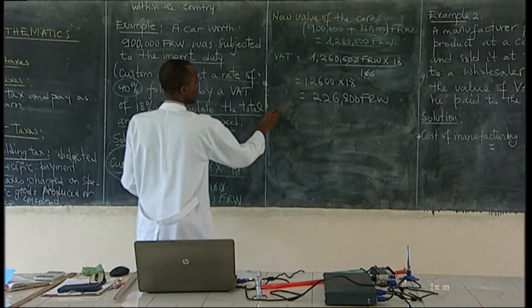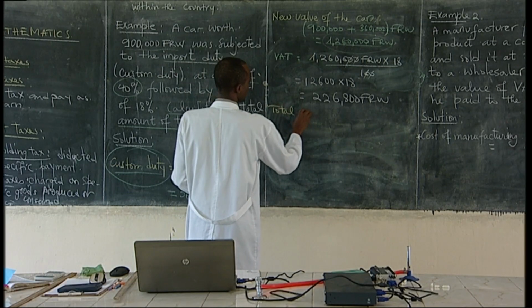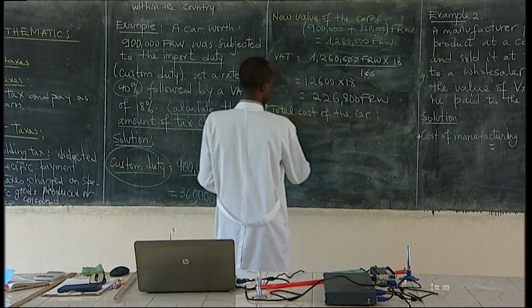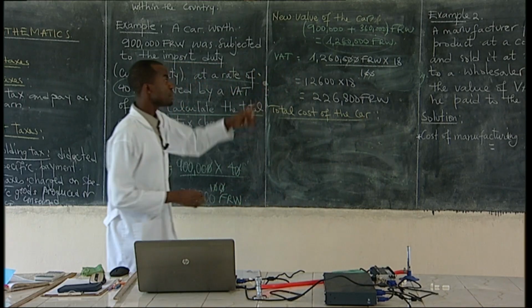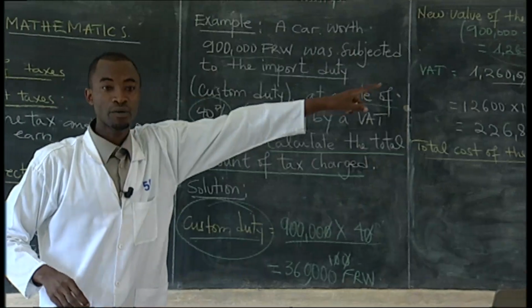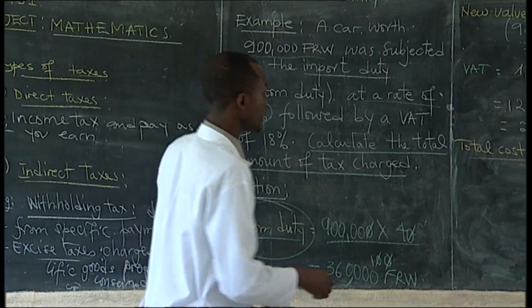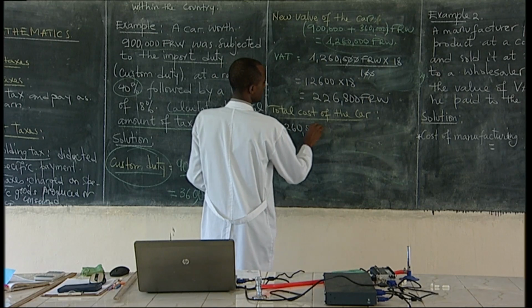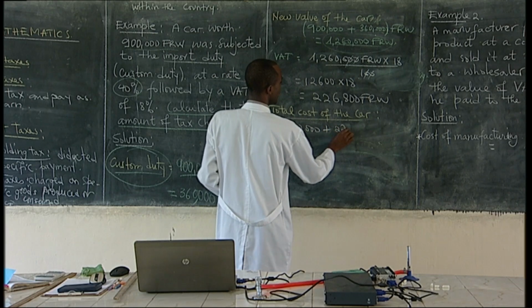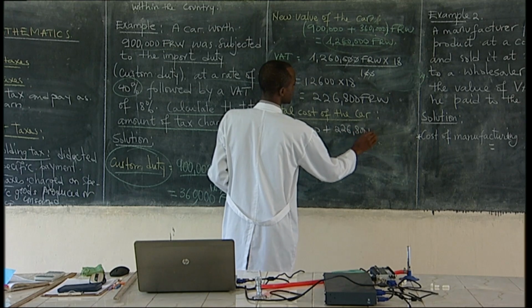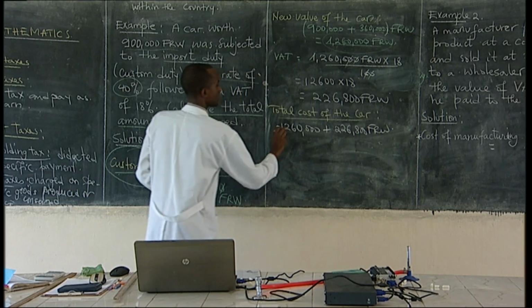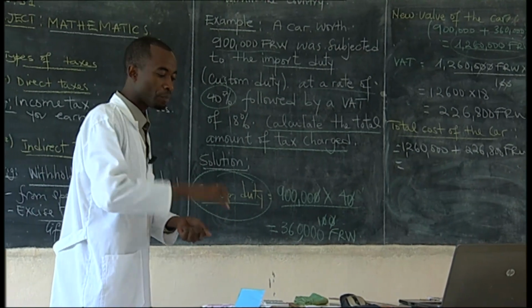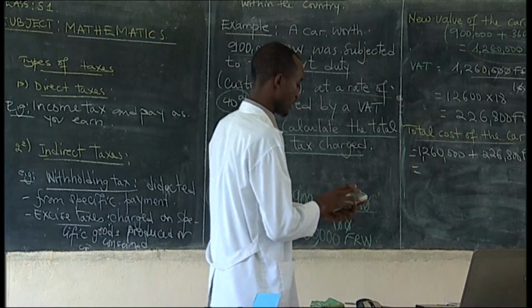Now, after getting this money, you need to get what we call the total cost of the car. How do we get the total cost of the car? You remember the new value that we had before, 1,260,000. You add this money, 226,800. That's the total cost, the money that you need to pay for your car.